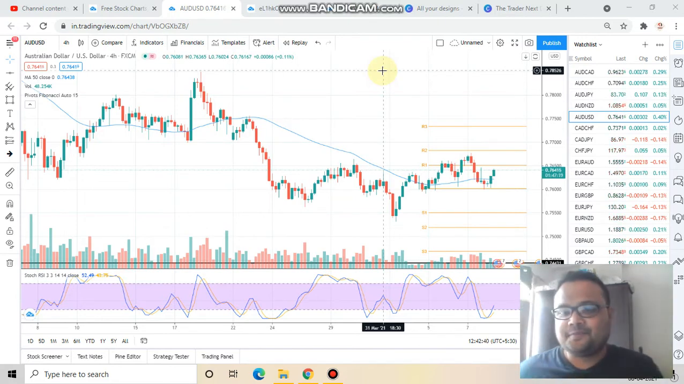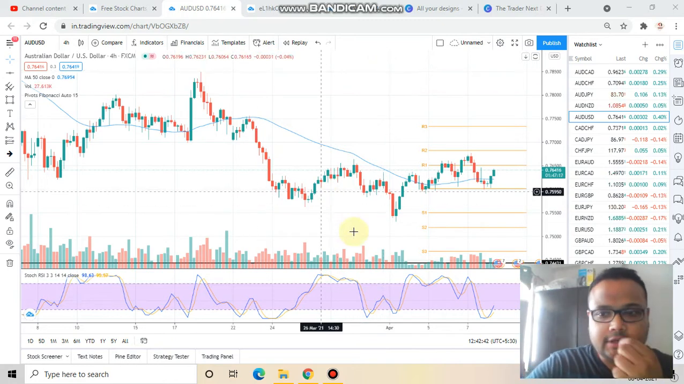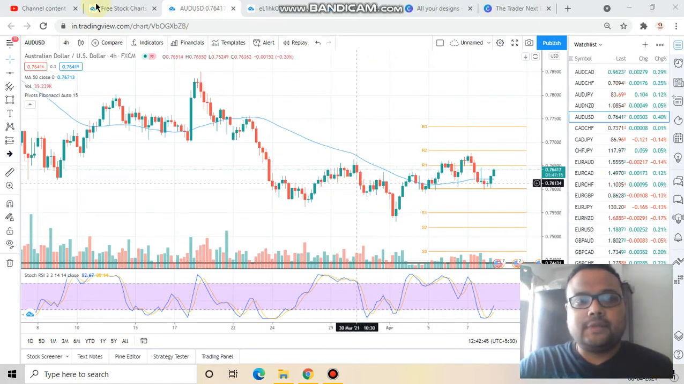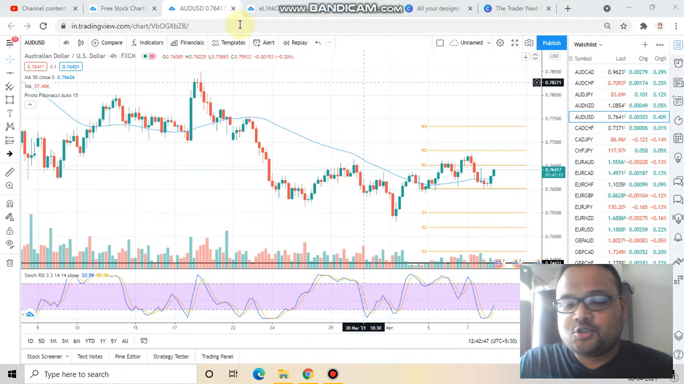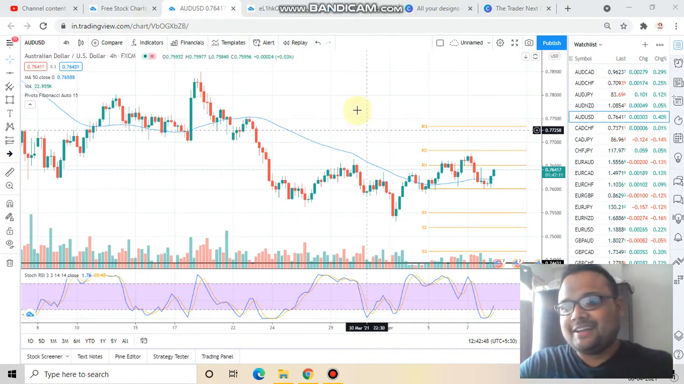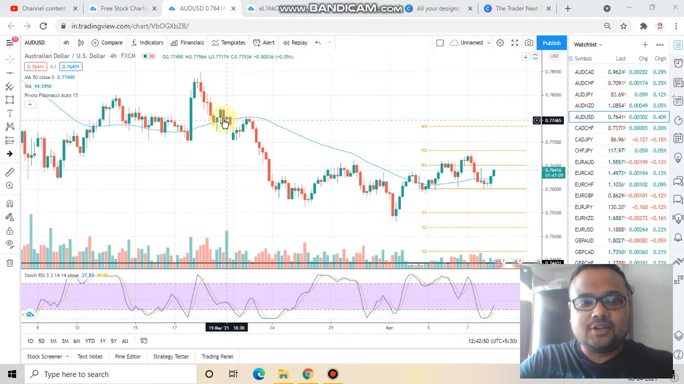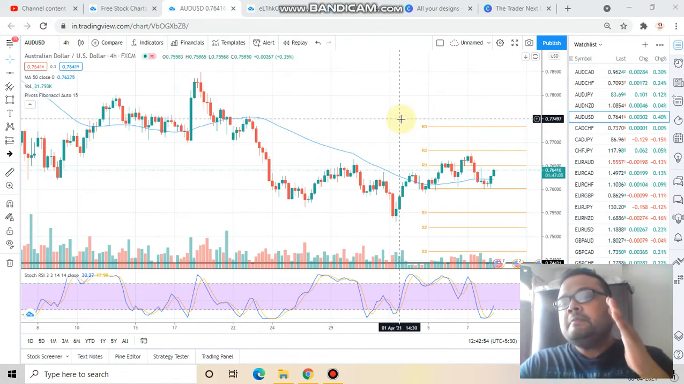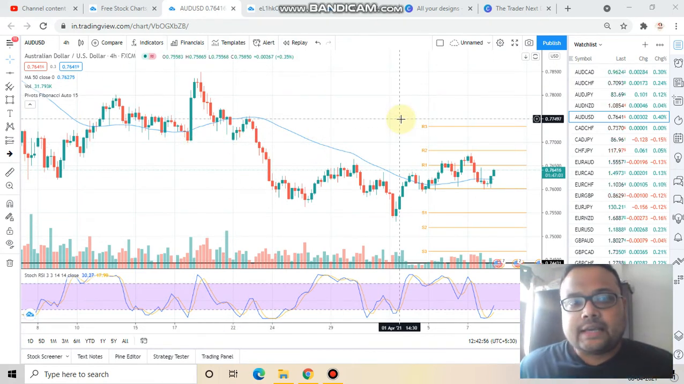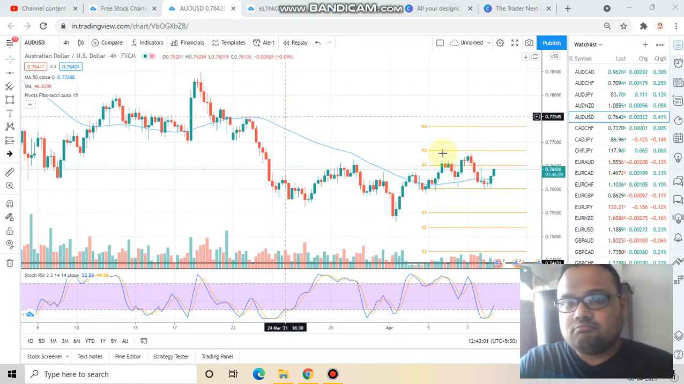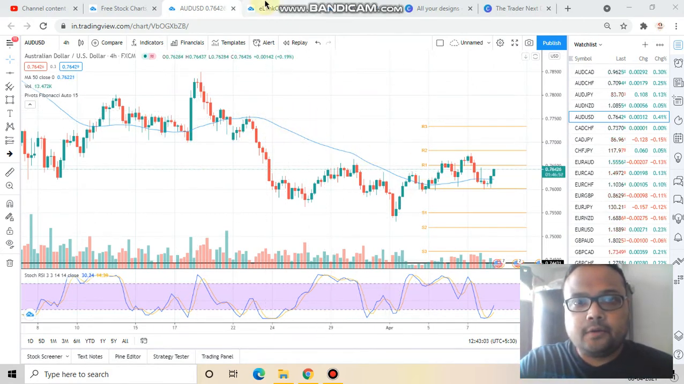So let's get started. So this is the chart of AUD USD, and as you can see, another not so pretty chart in front of us right now. If you just look at the chart for a second, you won't get a clear picture. Okay, let's try to have a prettier look.